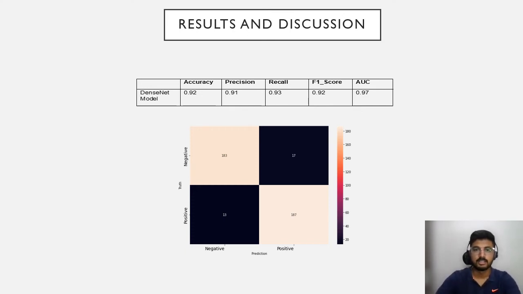After that, we can see that the AUC score is 97 and the F1 score is 91.